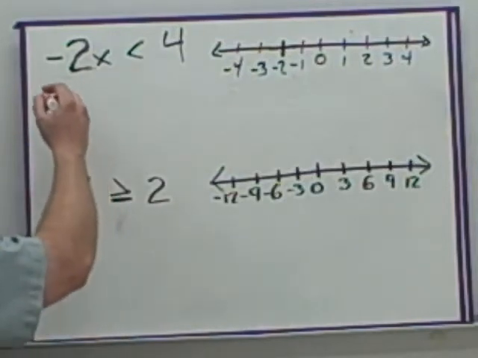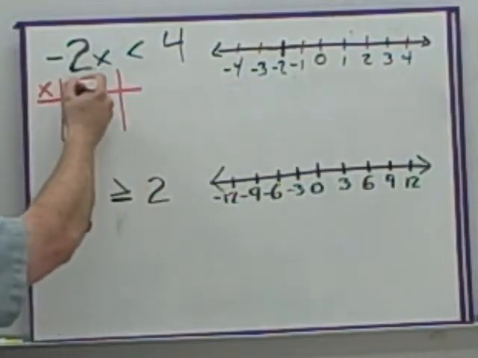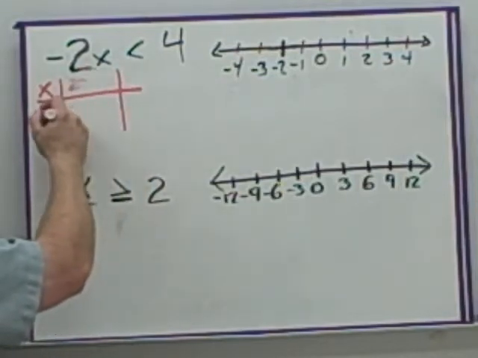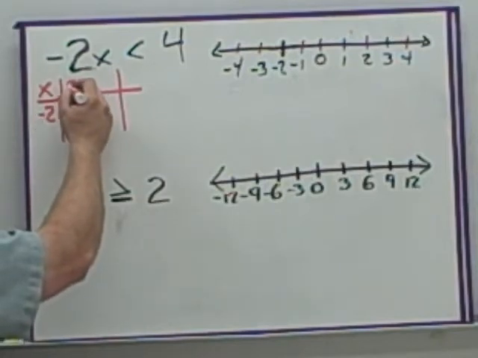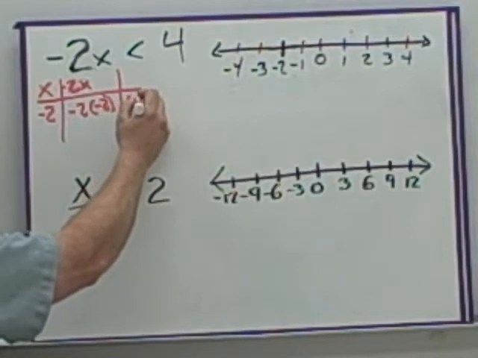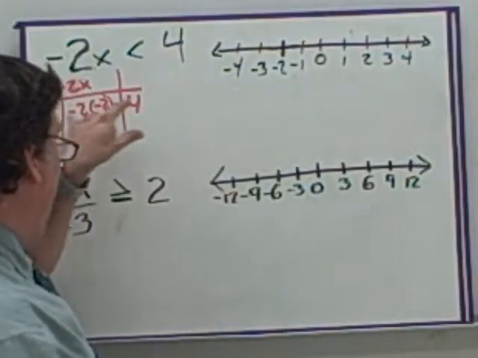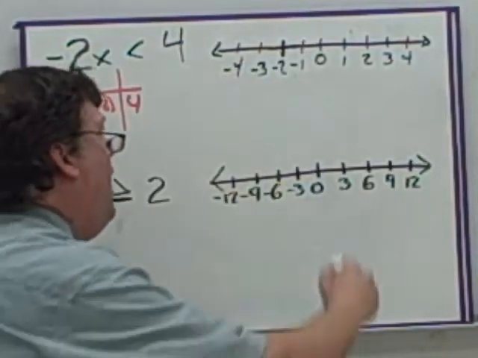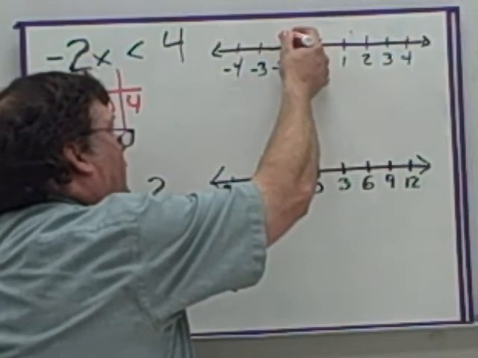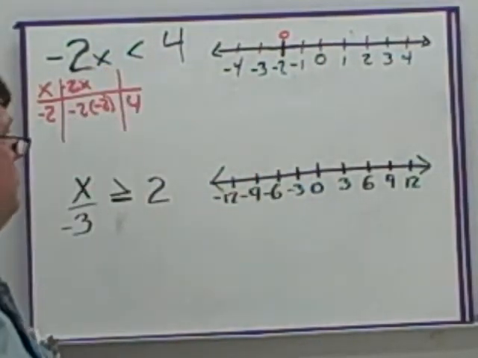If I plug in some values, make my little table here. I plug in negative 2 into negative 2x. I'm going to get negative 2 times negative 2, which is 4. Is 4 less than 4? No, it's equal to it. So at negative 2, I am going to have my open circle value. It's right when these two are equal.